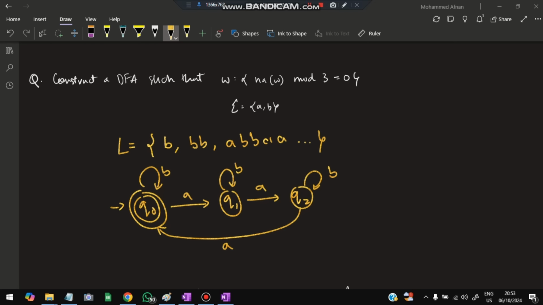So, just think of one example. A, B, A, A, A, B, B, A, B, A. Is this accepted or not? 1, 2, 3, 4, 5, 6, 7. 7 A's should not be accepted, meaning it should end in Q1 or Q2. Let's have a look. AAB, then AAA is there, then BB is there. Another A is here, and B is here. Then another A. It ended up in Q1, right? So this works. So this is the right answer. Let's move on to the next one.